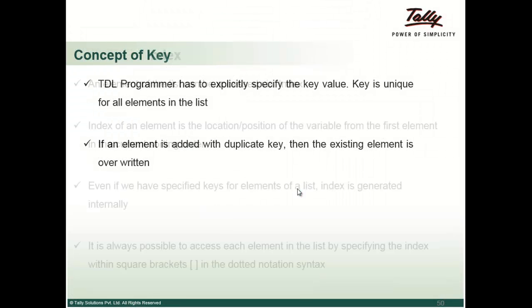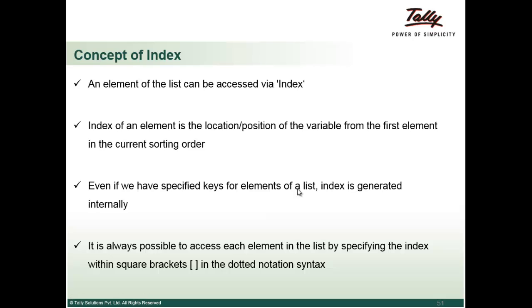We have the next concept of index. An element of the list can be accessed via index. Index of an element is the location or position of the variable from the first element in the current sorting order. Even if we have specified keys for elements of a list, index is generated internally. So we saw that we have 4 employee details. When you're adding these 4 employee details to the list variable, they will be added with the index, that is, in the order of your addition, or in the current sorting order, they will be indexed with 1, 2, 3, 4 in that way.